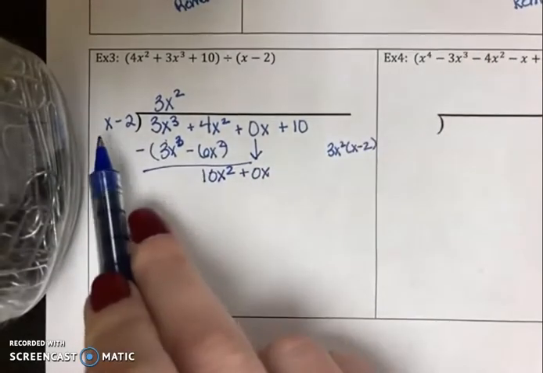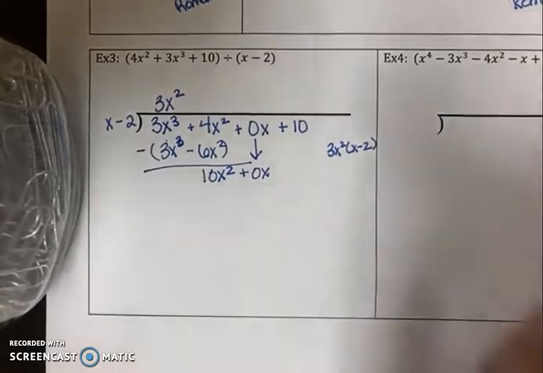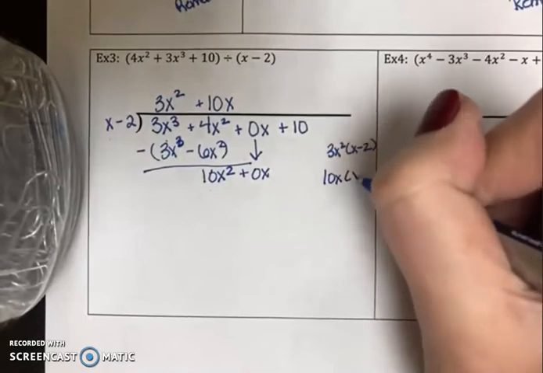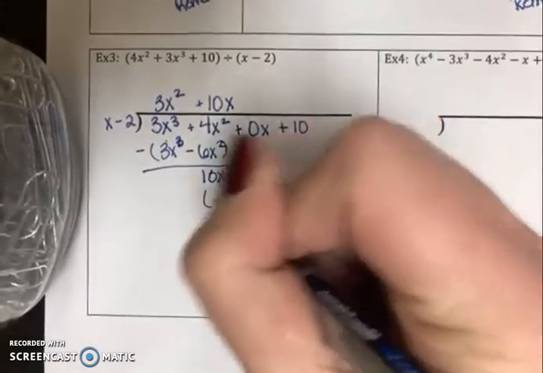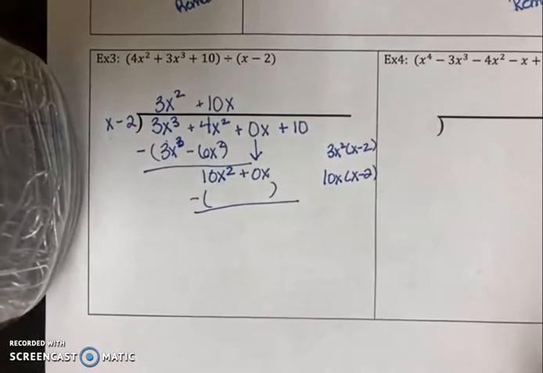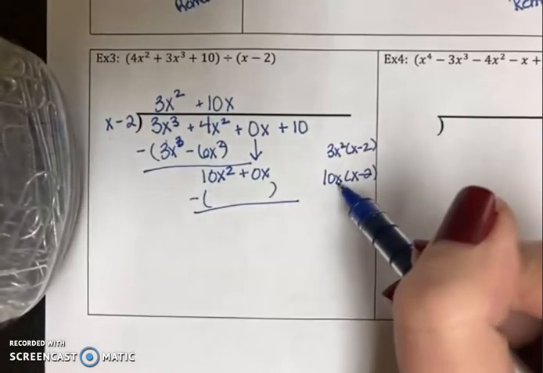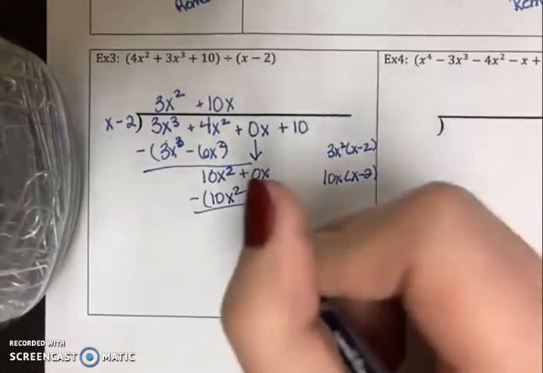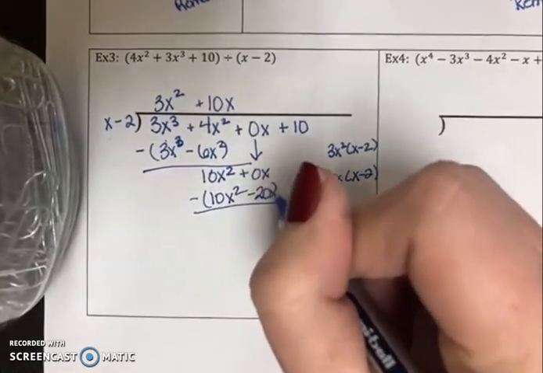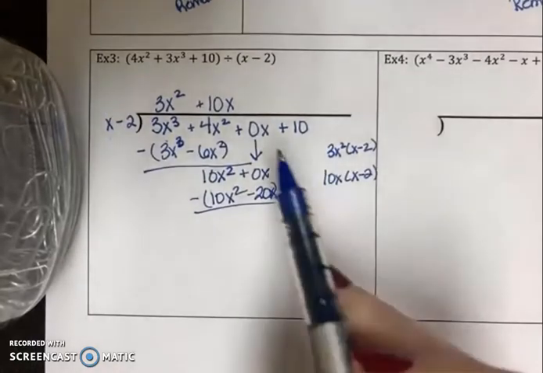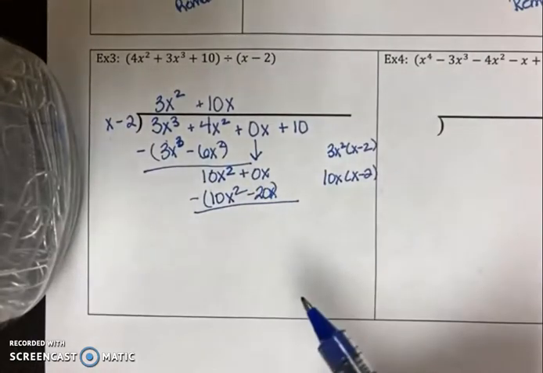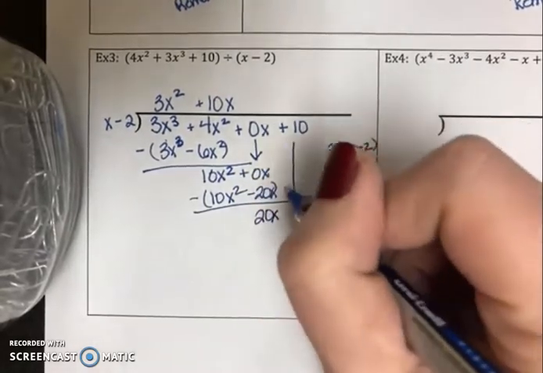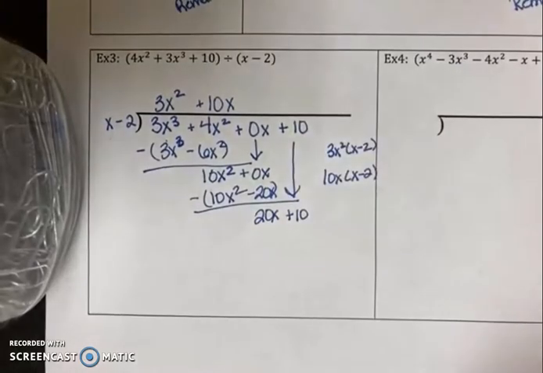Now I need to ask myself, x times what will give me a 10x squared, and the answer to that is a positive 10x. 10x times x minus 2 is the expression that I'm going to be subtracting. So 10x times x is 10x squared. 10x times a negative 2 is a negative 20x. 0 minus negative 20x becomes 0 plus 20x, or just 20x. And then we need to bring down that plus 10.